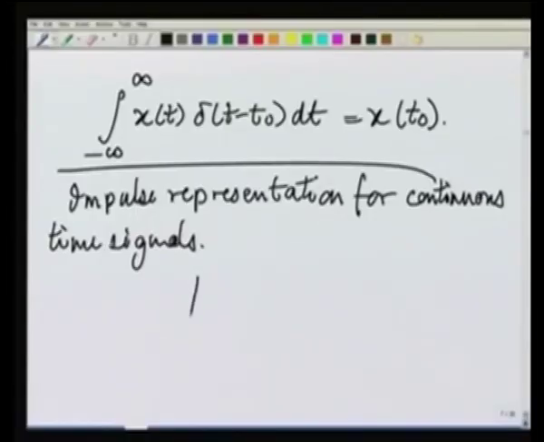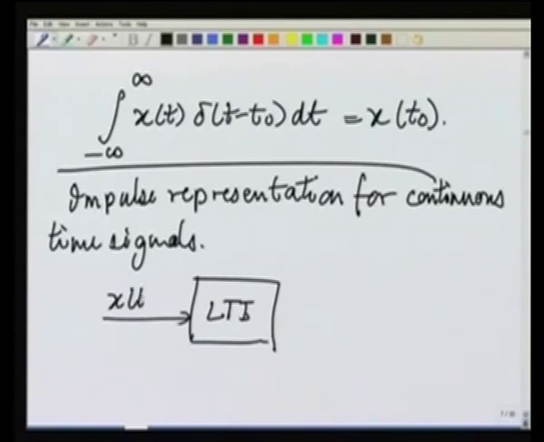We have the continuous time LTI system. Again, LTI is very important: linear and time invariant. On the left side we have x(t) being applied, and we have y(t) emerging as the output. Can we have a means of computing y(t) from x(t)?